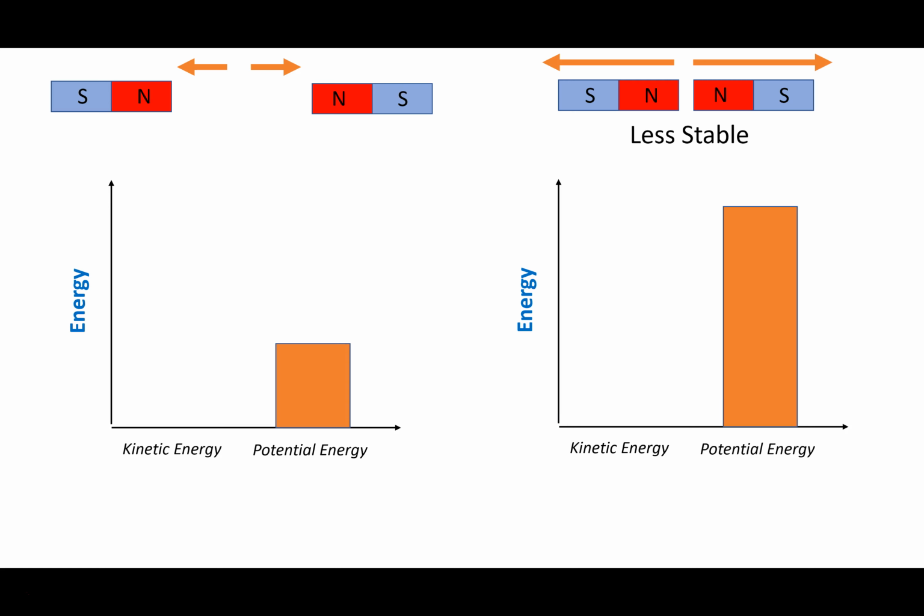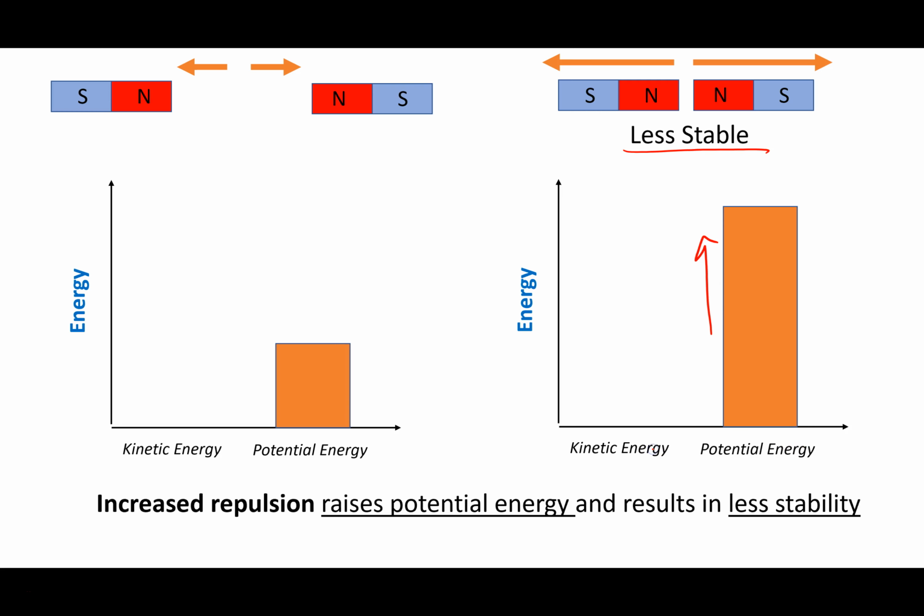Okay, and so how does potential energy play into this? I kind of hinted at that a couple slides ago, but now you have a little bit more visual way of seeing this. So I'm just going to focus on two scenarios. In the scenario on the top left, we have the similar poles facing one another, and they're separated at a particular distance. And in the scenario on the right, I bring them a little closer together, and that repulsive force has increased. And what it's done is it has increased potential energy, right? And it's created a less stable scenario. So what we can say from this is, okay, increased repulsion raises potential energy and results in less stability. So this is the first time that we've really connected the idea of repulsion and potential energy and how they relate to stability.